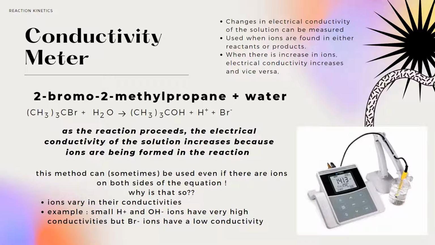So here's one example of the usage of a conductivity meter in the continuous method, which is 2-bromo-2-methylpropane plus water. As the reaction proceeds, the electrical conductivity of the solution increases because ions are being formed in the reaction. This method can sometimes be used even if there are ions on both sides of the equation. And why is that so? Ions vary in their conductivities. For example, small H+ and OH- ions have very high conductivities, but Br- ions have a low conductivity.